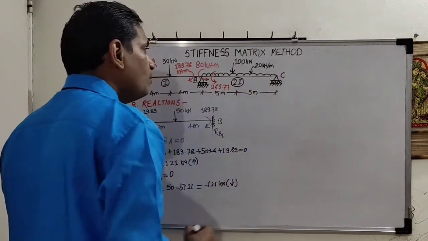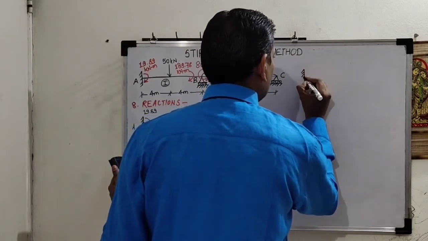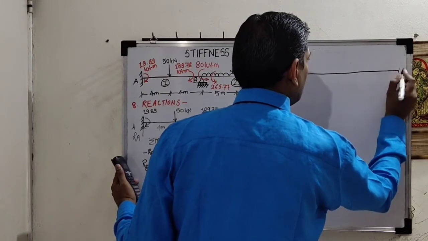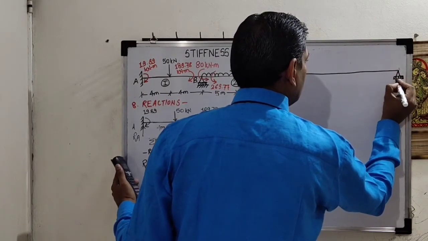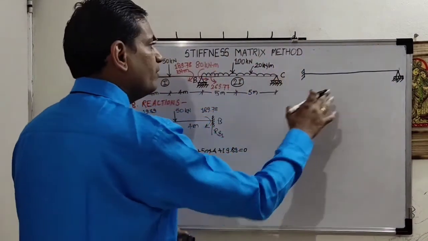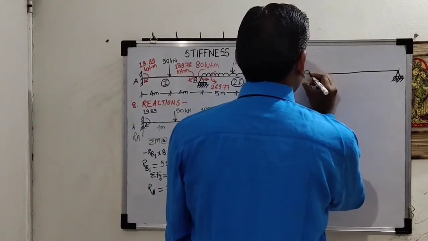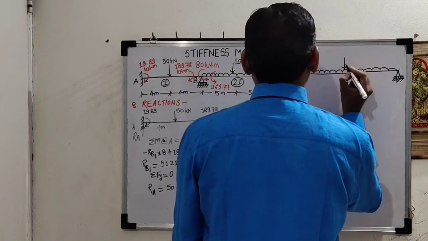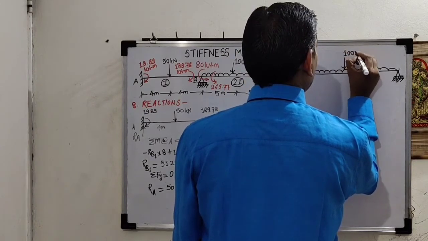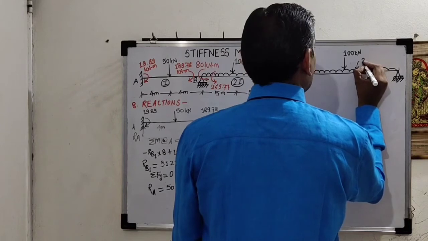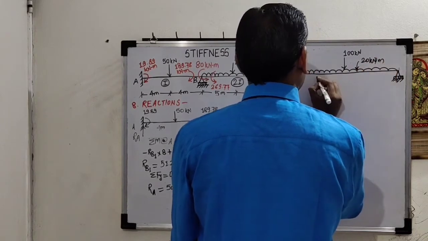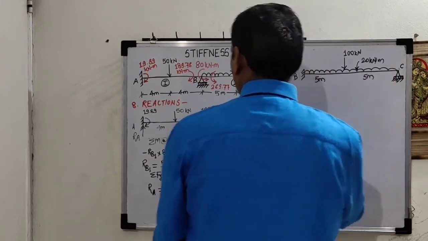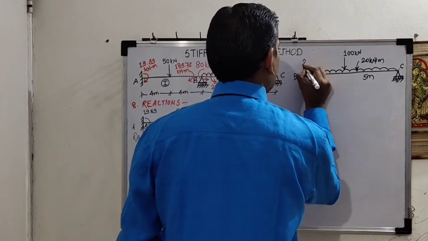Come to the next free body diagram of span BC. Here this is the end support, so we will keep it as it is. Then first UDL, and then central point load, and then final moments. So MBC is anticlockwise 269.77.